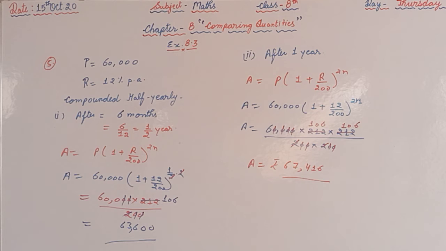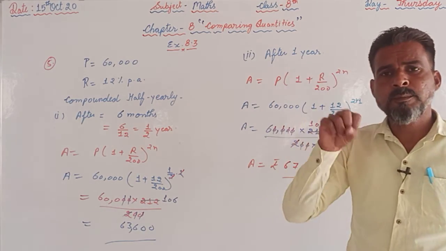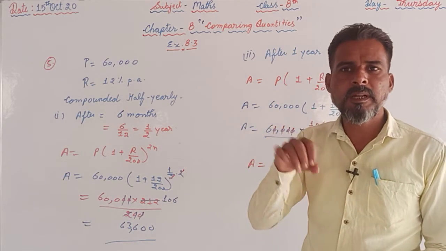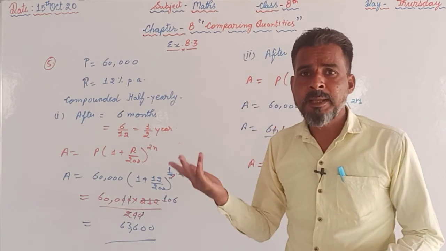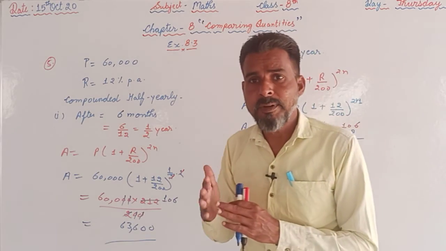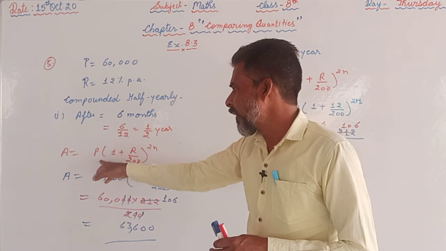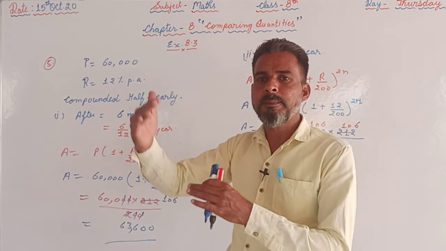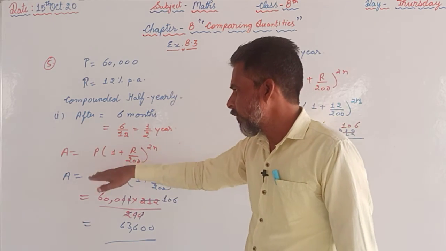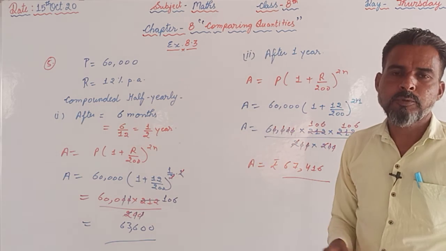So 2 cases are given, and both the cases we have already solved. The main thing we have to keep in mind is that first of all we are supposed to read the question carefully and collect the information. Afterwards we note down the principal, the rate, the time, and most importantly whether we have to calculate half yearly or yearly. If yearly, then A is equal to P into 1 plus R upon 100 raised to power n. If half yearly, the rate will be half and the time will be double, and the formula will become P into 1 plus R upon 200 raised to power 2n, and then afterwards we calculate.